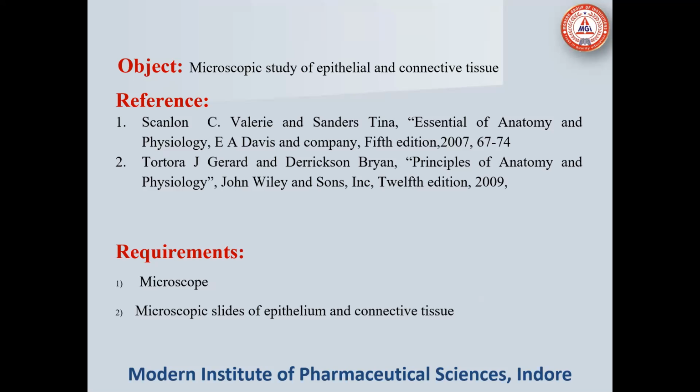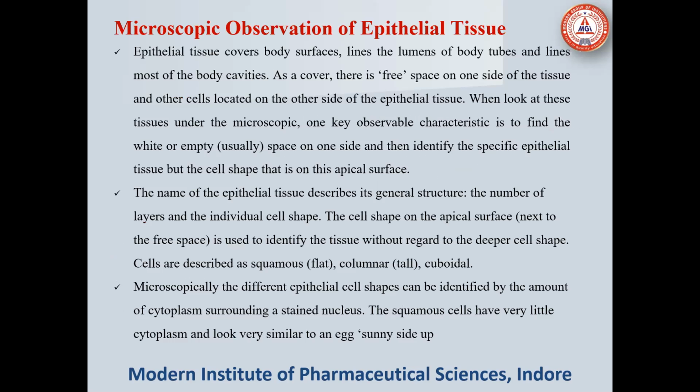Reference for this practical is Scanlon C. Valerie and Sanders Tina, Essentials of Anatomy and Physiology, F.A. Davis and Company, 5th edition, 2007, page number 67 to 74. The second reference is Tortora J. Gerard and Derrickson Bryan, Principles of Anatomy and Physiology, John Wiley and Sons, 12th edition, 2009. The requirement for this practical is a microscope and microscopic slides of epithelium and connective tissue.